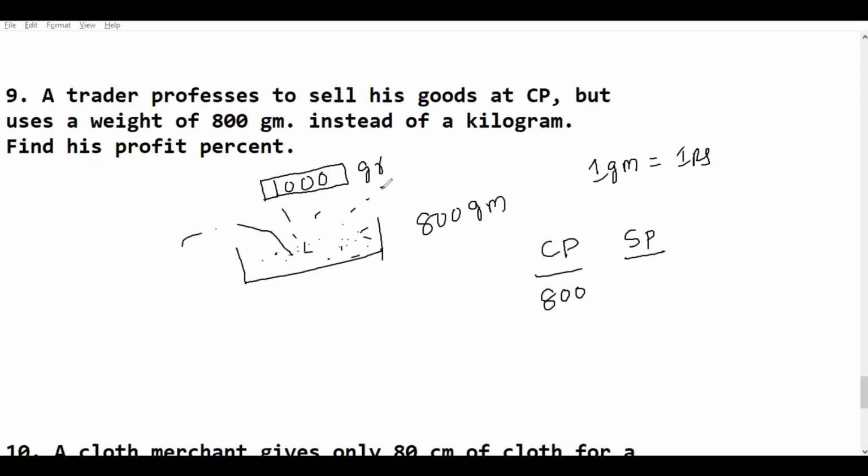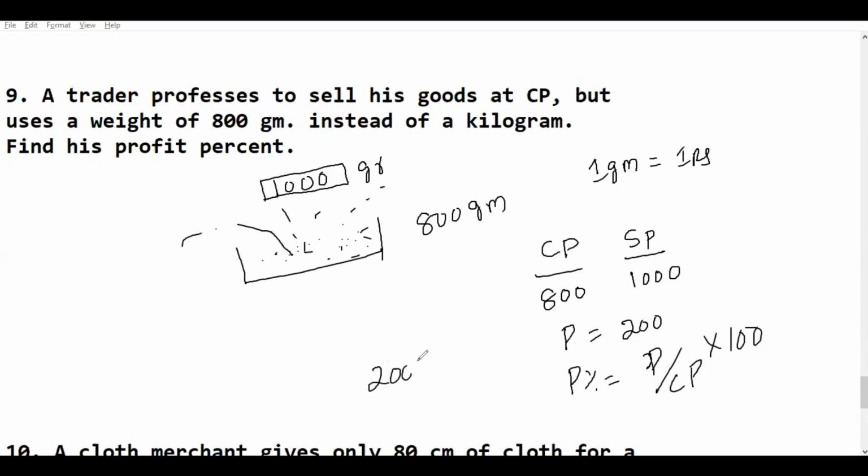So when you are paying 1000 rupees, the trader's selling price is 1000. So the trader is going to get a profit of 200. What is the profit percentage? Profit by cost price into 100. What is the profit here? 200. What is the cost price? 800, into 100.